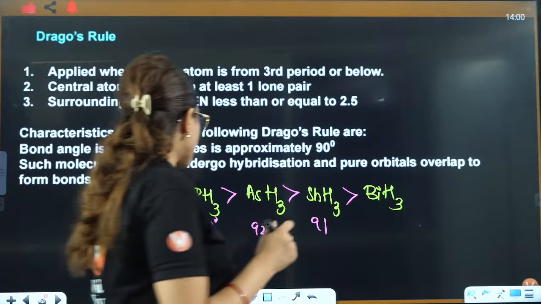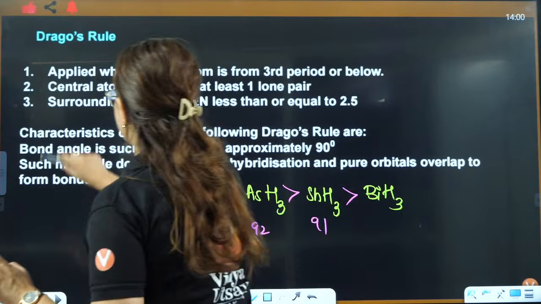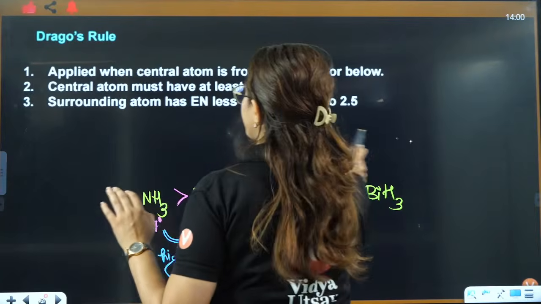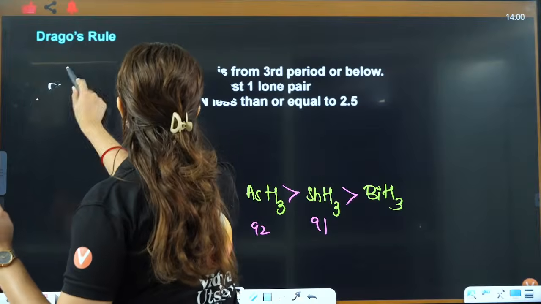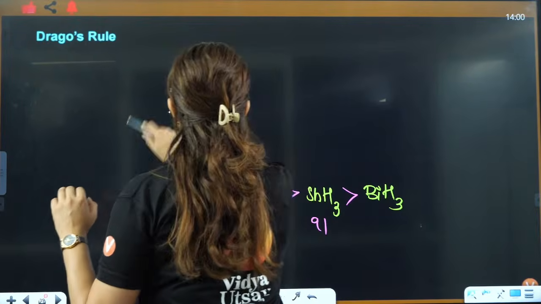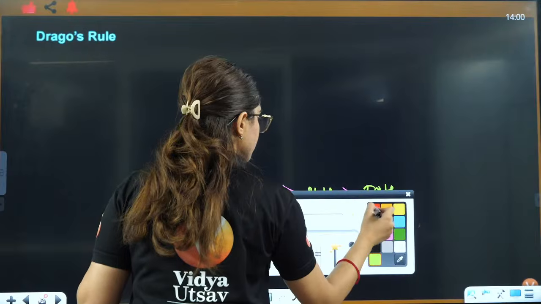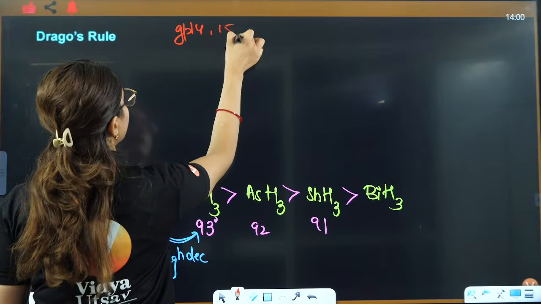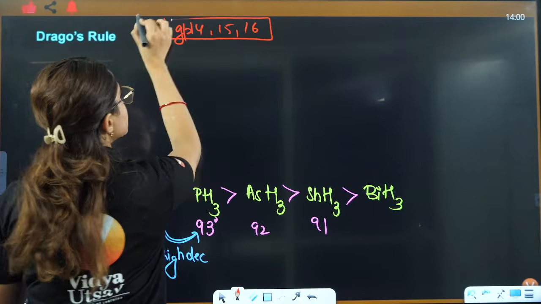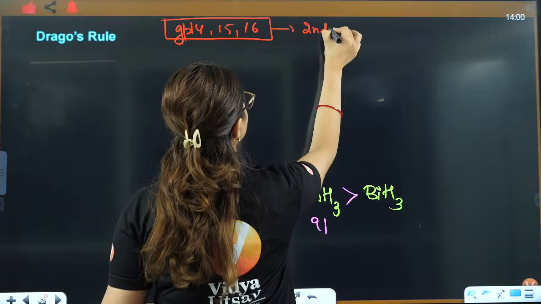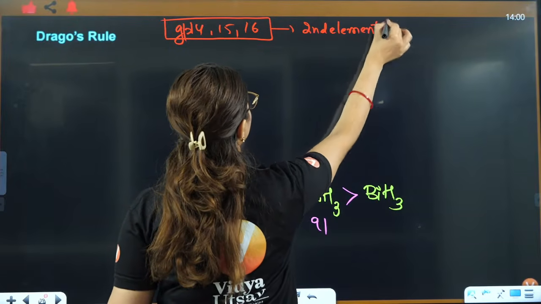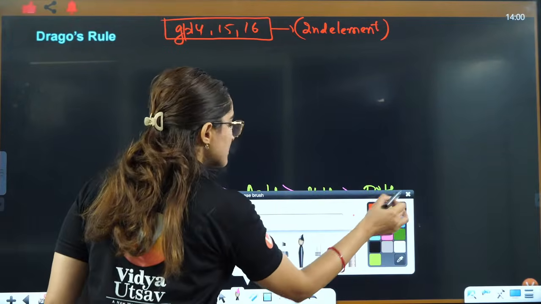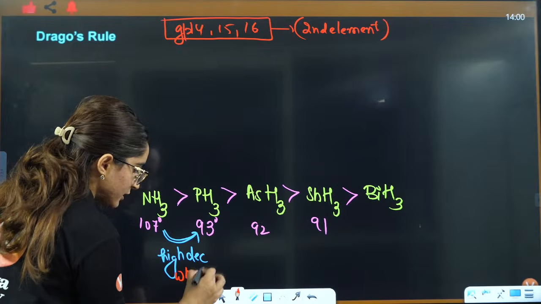The reason behind this, I'll just write it here only, right? Okay. See, it is applied to group number 14, 15 and 16. And it is applied to the third element, beyond the second element, it will be applied. So why this? They are asking the reason why there is such a high decrease.